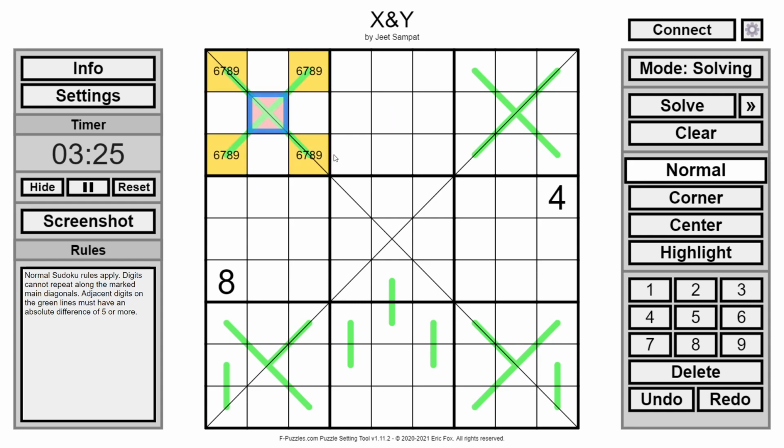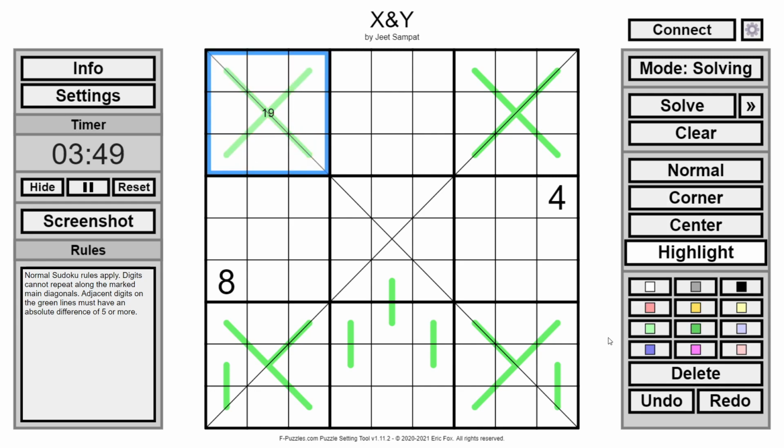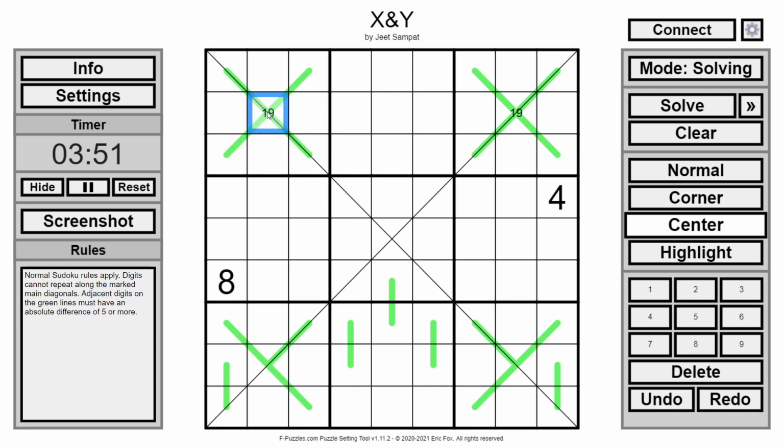If we tried to even make it a 2, then we couldn't put a 6 on either of these lines because the 6 would break it, since the difference between 2 and 6 is 4 instead of 5. So if yellow here is high digits, this must be a 1. If yellow is low digits, it must be a 9. That's just the way that works out, and the same goes for over here.